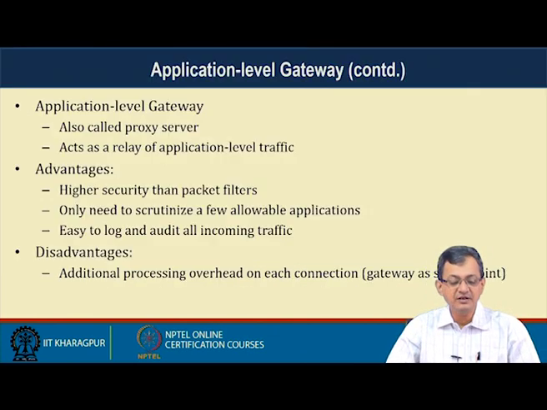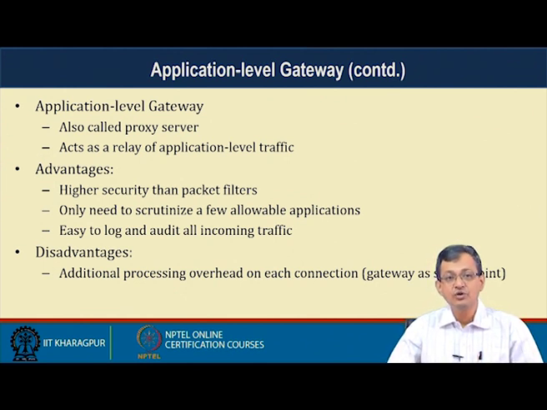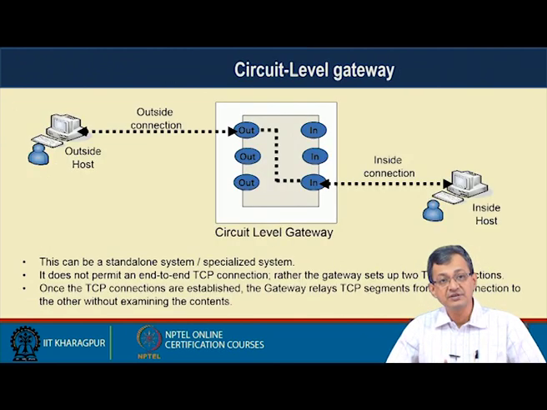So, the application level firewall, also proxy server or proxy firewall, acts as a relay of application traffic. Advantages: higher security than packet filters, only need to scrutinize a few allowable applications, easy to log and audit all incoming traffic. Disadvantages: additional processing overhead on each connection, the gateway as a split point, etc. So, more processing is required.